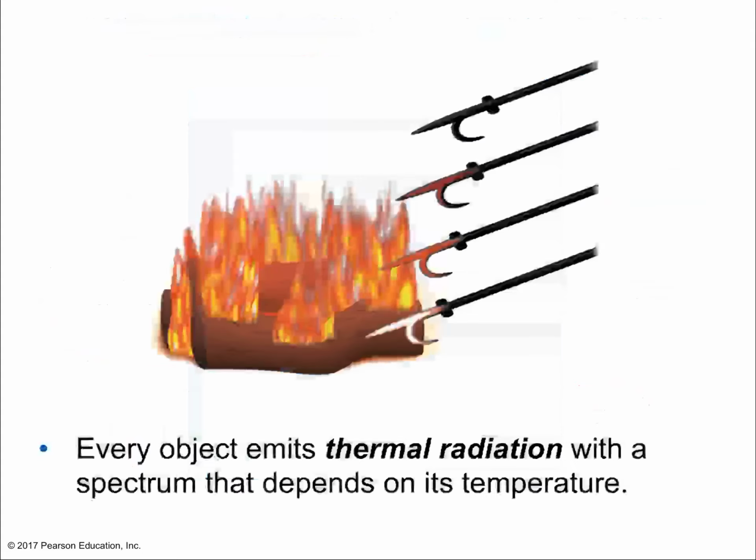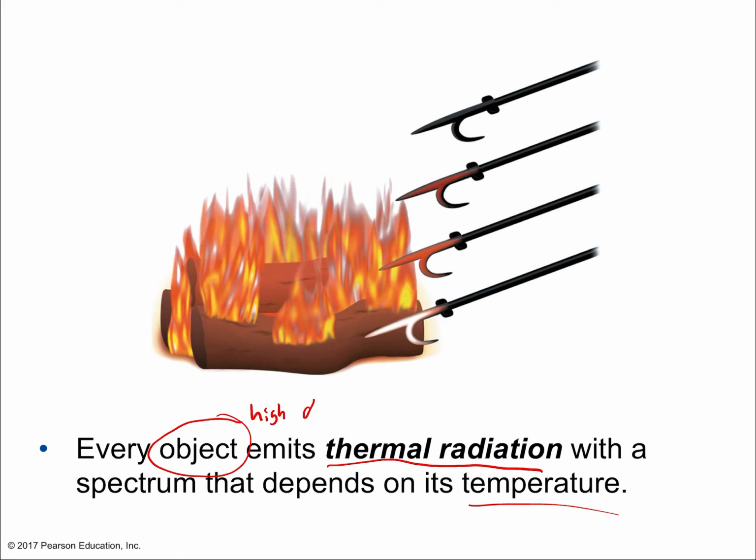Every object emits something called thermal radiation with a spectrum that depends on its temperature. Okay, and by objects, we're assuming solid objects. This doesn't apply to really low density gases, but it applies great to stars because they're high density. Okay, so object is high density, right? Certainly applies to things like wood, applies to metal, right? So that's the picture here.